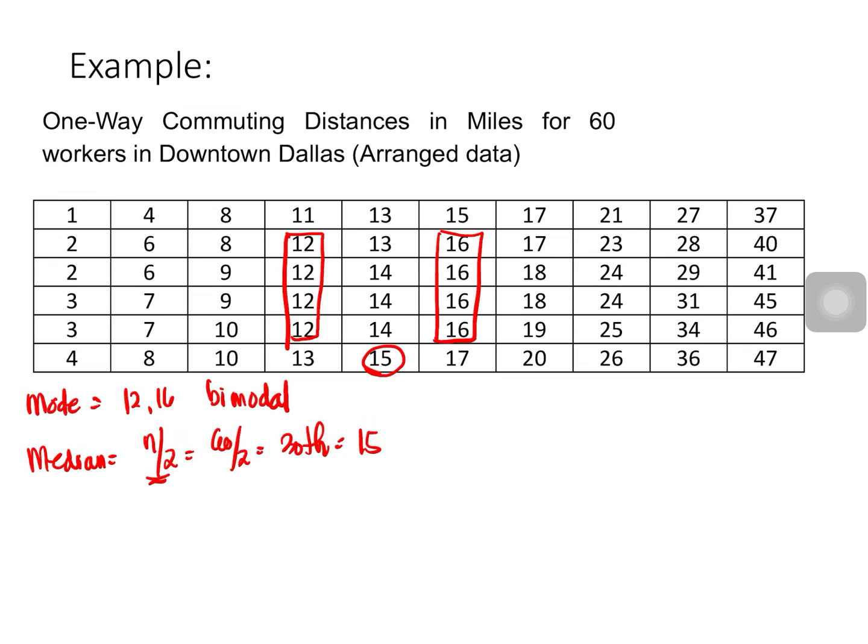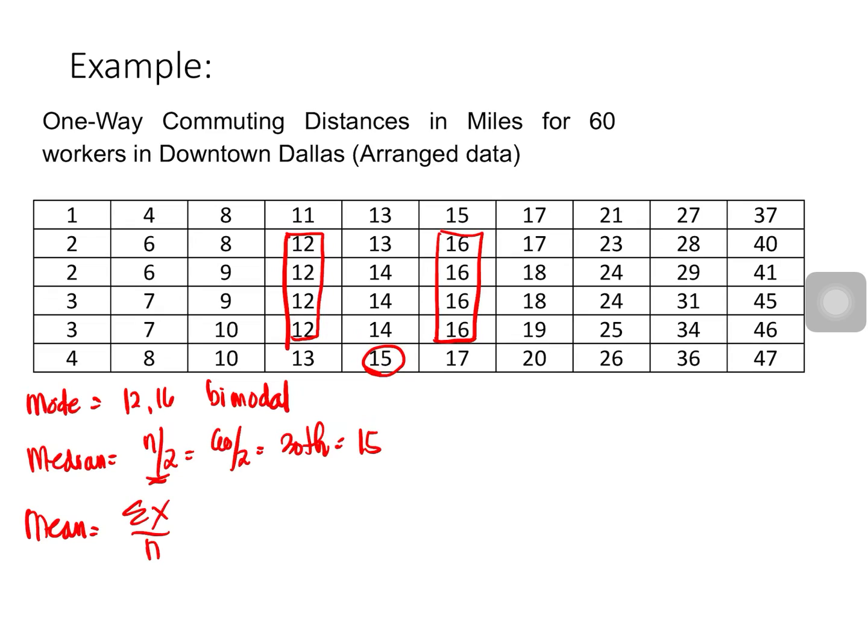n over 2. Then we have there our mean, that is the summation of x over n. That means we need to multiply all the values in this data, divided by n.